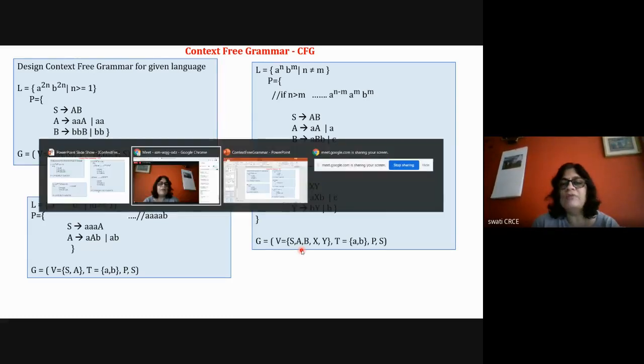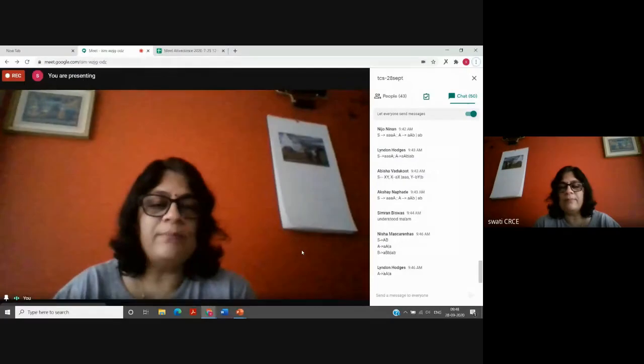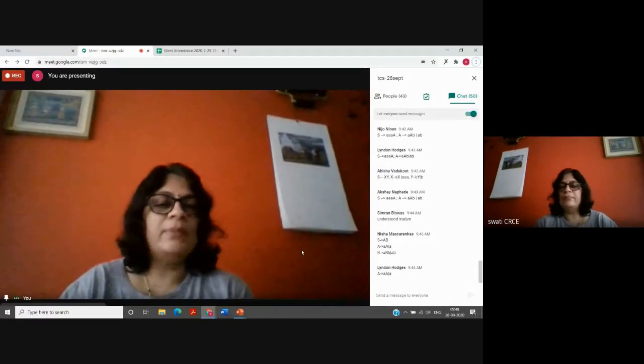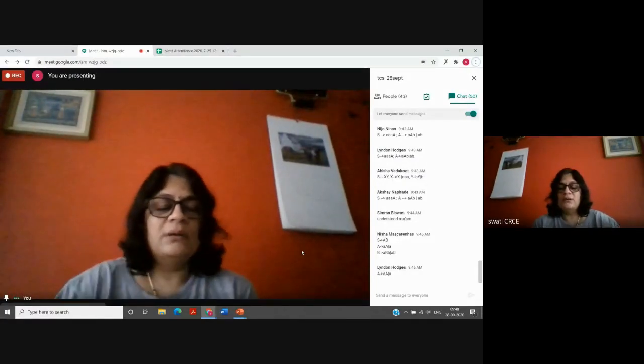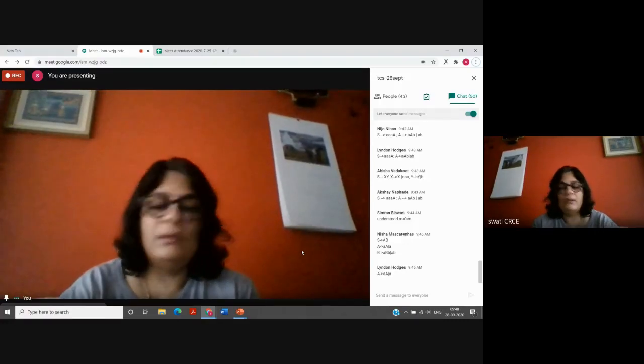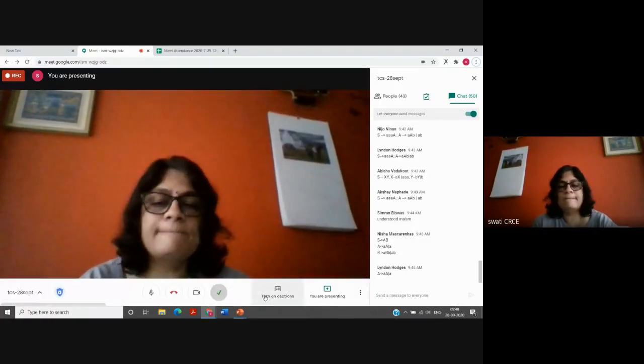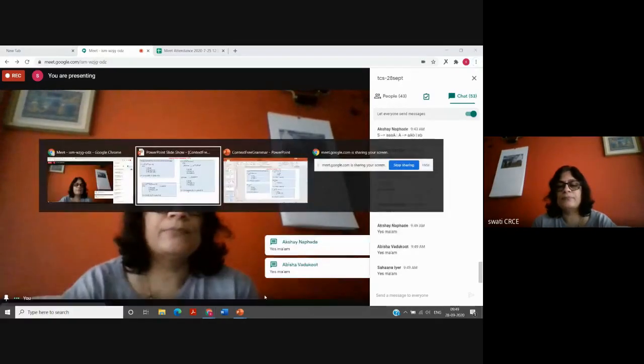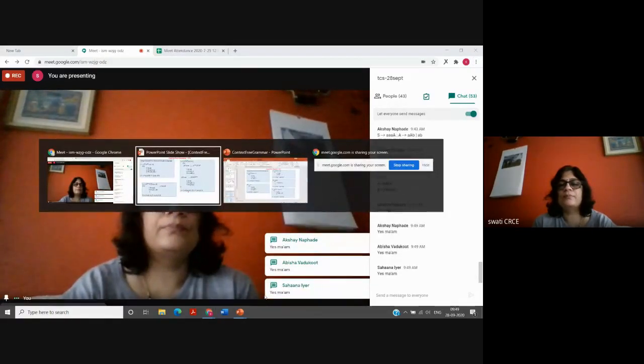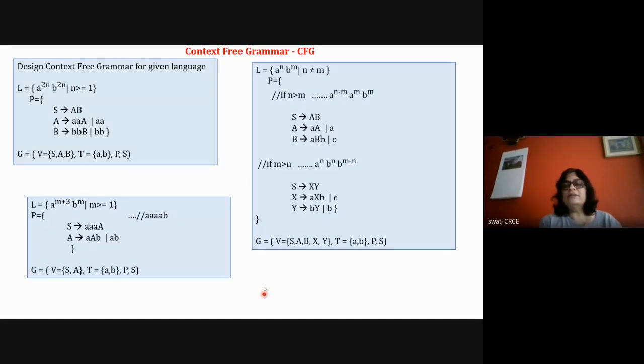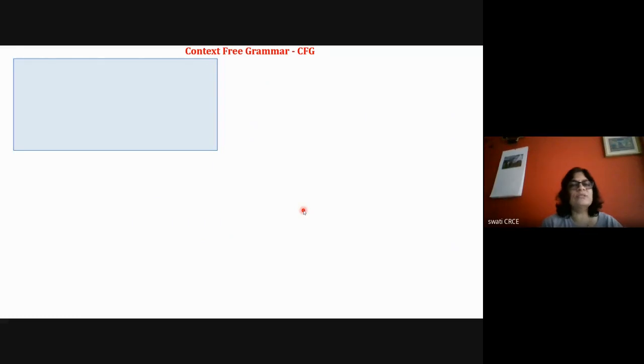Have you understood this? a raised to n, b raised to m, where n is not equal to m. So what we did is that n is not equal to m, so either it is greater or it is smaller. For each case, we split the string into two parts, get the variable for the left-hand side and the right-hand side, and then solve. So all the problems are based on this particular theme.